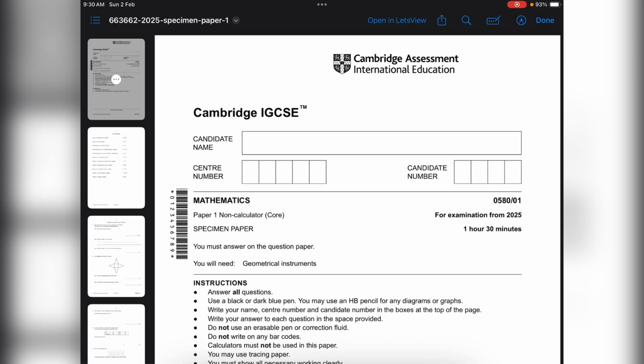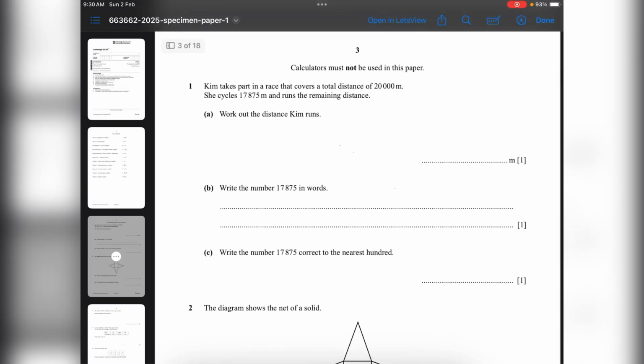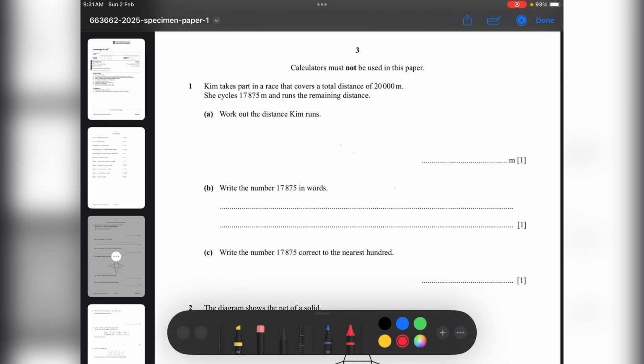Okay. Well, we'll start with the thing. Right, fine. So now here, Kim takes part in a race that covers a total distance of 20,000. So she cycled 17,875 meters and runs the remaining distance. So this is actually, you cannot use the calculator. So accordingly you have to calculate.